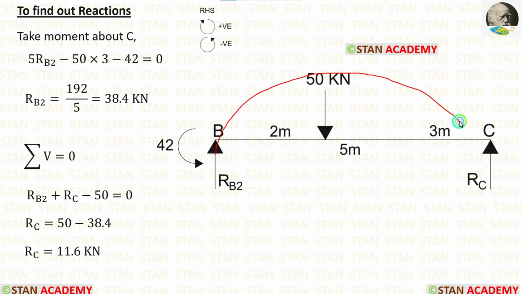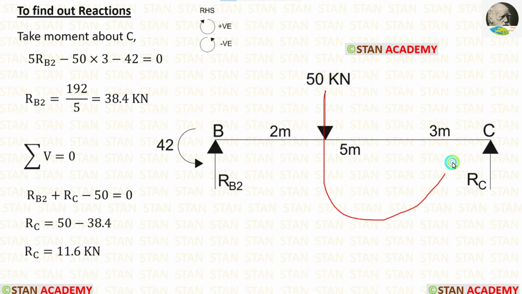RB2 is acting towards the point C in the clockwise direction, so it will be positive and the distance is 5, so 5 RB2. The point load 50 kN is acting towards the point C in the anti-clockwise direction, so it will be negative and the distance is 3. Then we have one moment 42 which is acting in the anti-clockwise direction, so it will be negative. After calculations we are getting RB2 which is equal to 38.4 kN.